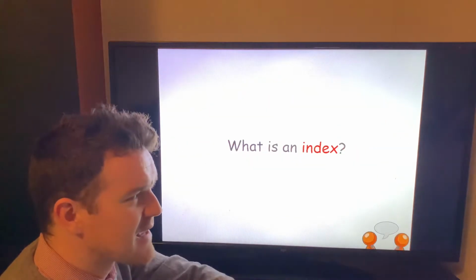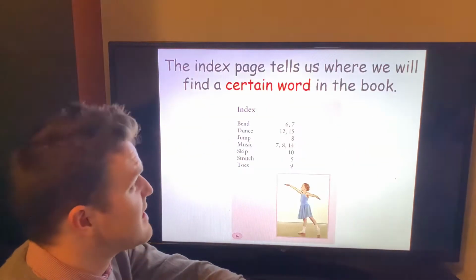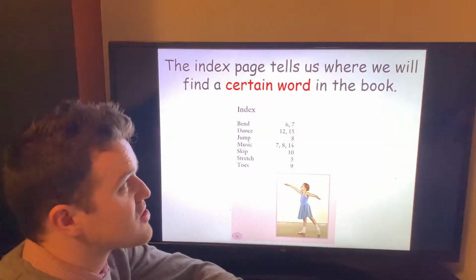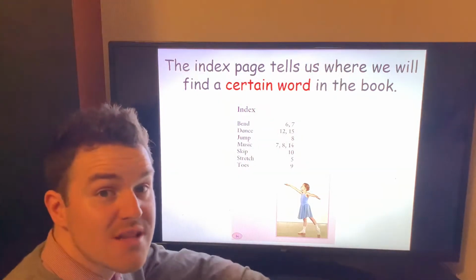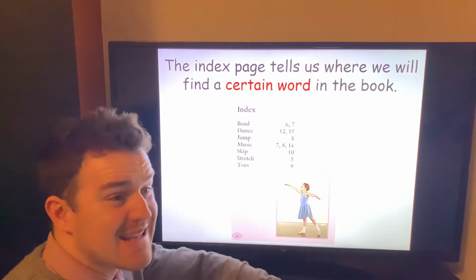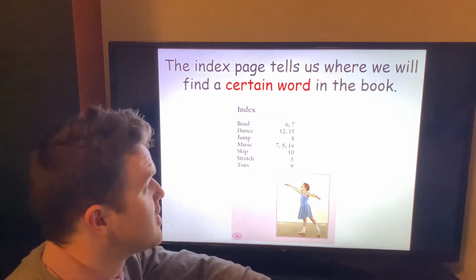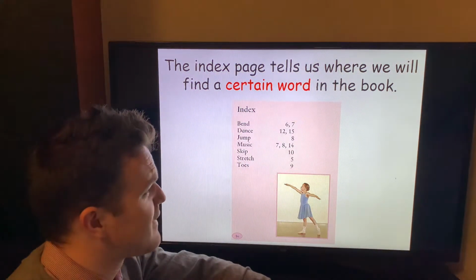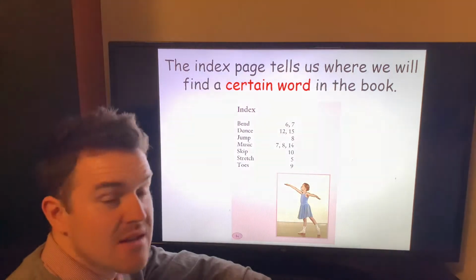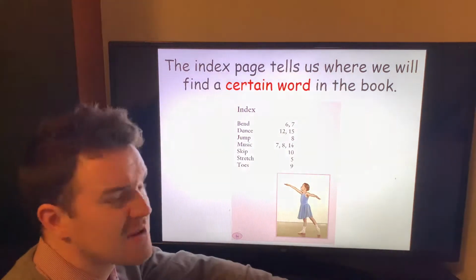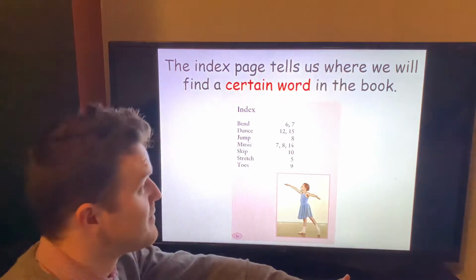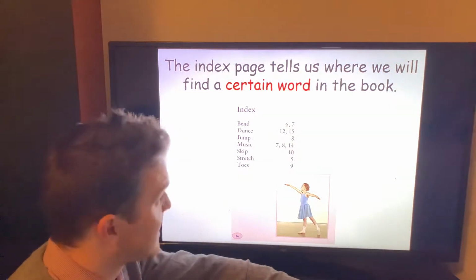It's called an index. So what is an index? An index is a page that tells us where we will be able to find certain words in the book. So if you just want to find exactly what you're looking for, you can search for it. So if I wanted to find out about stretching, I'd know I could just go to page 5. If I wanted to find out about music, I could go to page 7, page 8, or page 14. So that's what's good about an index.